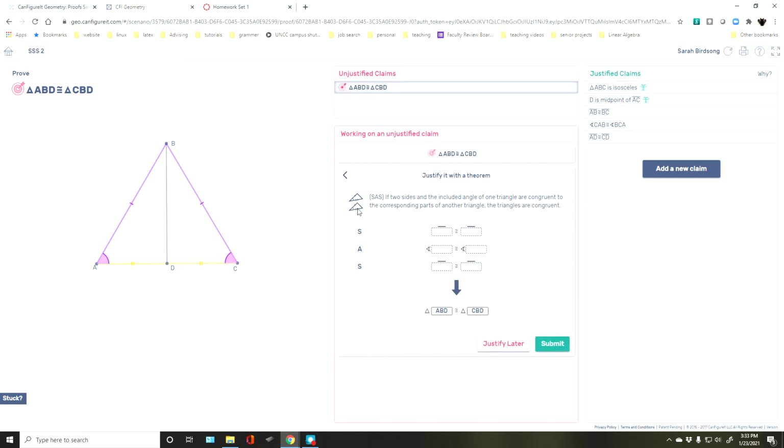So I went ahead and clicked on side, angle, side, and notice in order to use side, angle, side, you have to have already established 3 facts. You have to have the side, the angle, and the side. These are corresponding pairs across the two triangles. So notice here we've actually already done that in the picture. We can see that happening.